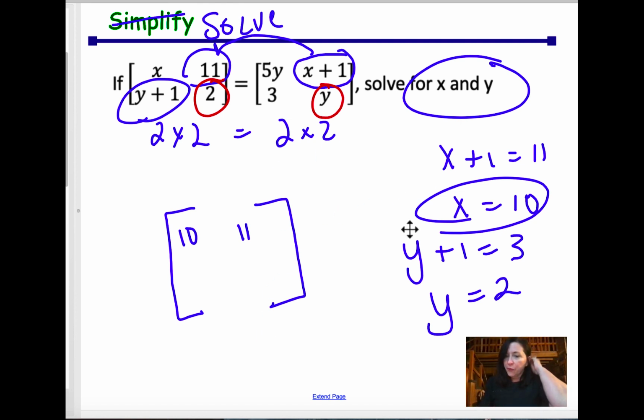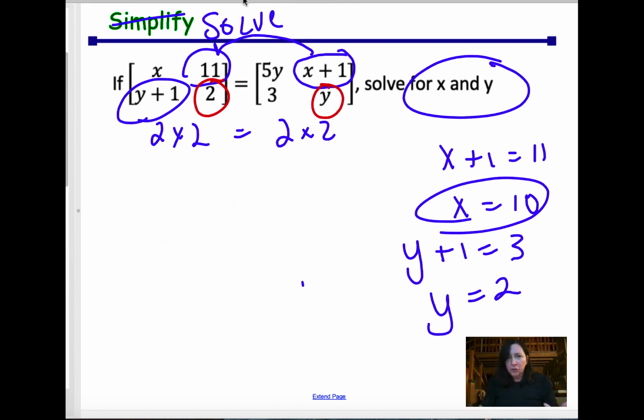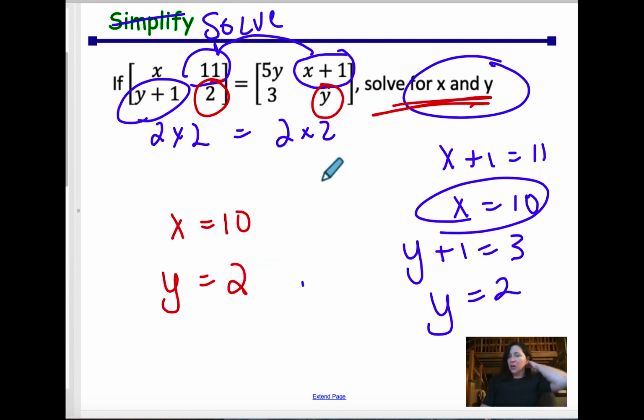So for this problem, you definitely can set it up as a matrix, but that's not what they're trying to ask you to do. All they're asking you to do is solve for x and y. So we know that x is now 10 and y is 2. And I hope you noticed that I did that a couple of different ways. Y is equal to 2 just by looking at the entries, or y plus 1 should equal 3, okay?